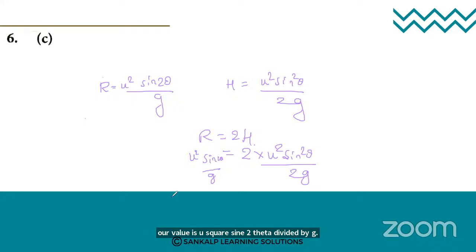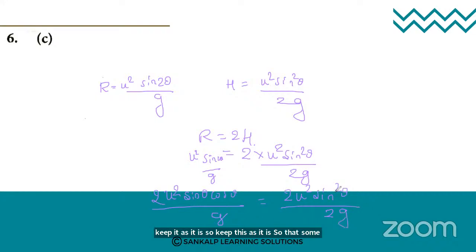So sine 2 theta can be written as what? How can we write it here, students? Sine 2 theta is nothing but 2 sine theta into cos theta. So u square sine 2 theta is written as 2 into sine theta into cos theta divided by g, which is equal to, so here 2 can be cancelled, or for time being keep it as it is, so that some cancelling will be easy.